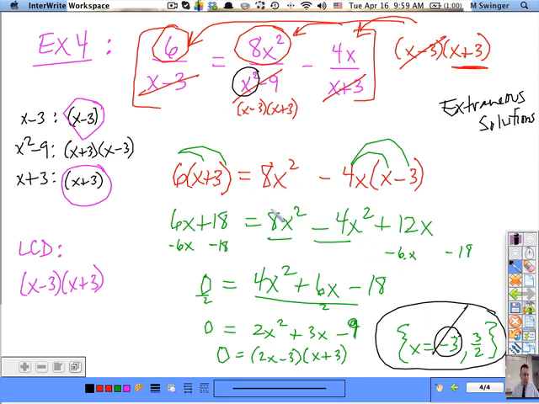And then if you put 3 halves in there, it does work. So you could put 3 halves in all these x's, but the easy way to check is you put these in the denominator, and if it makes a denominator 0, which sometimes it does, and it's undefined, you can't have that one. So that's out. The only answer is 3 halves.